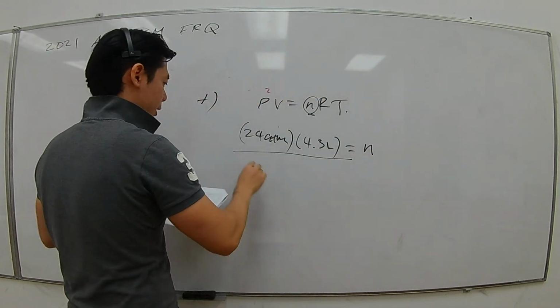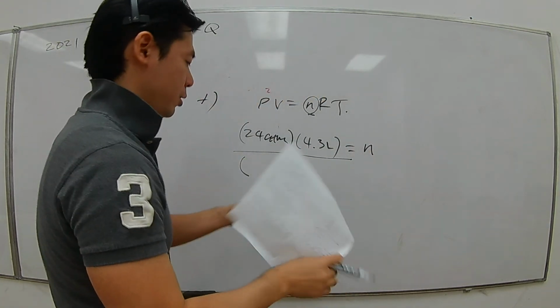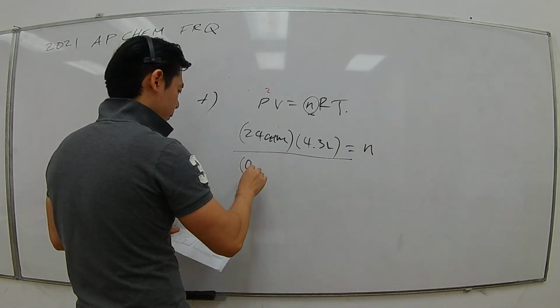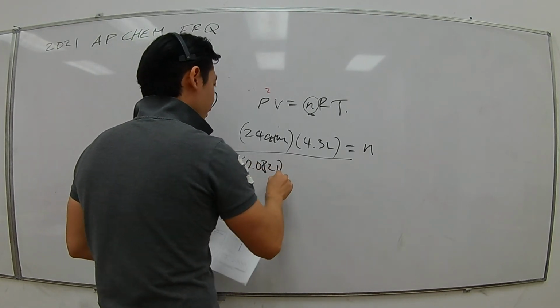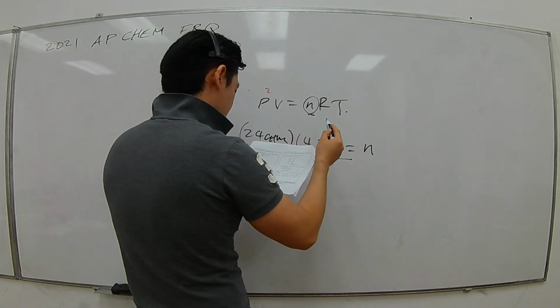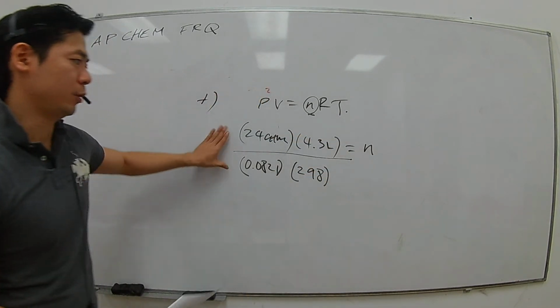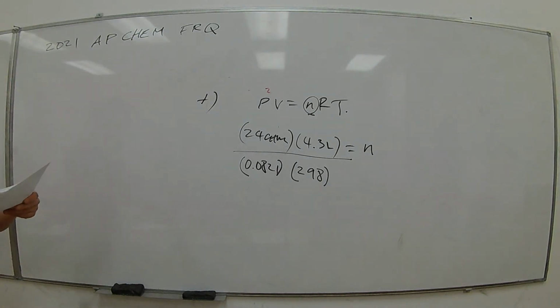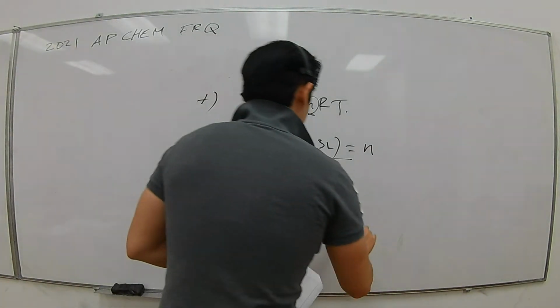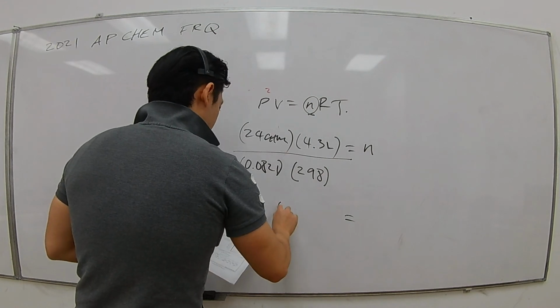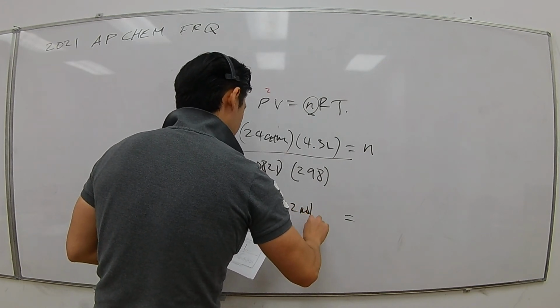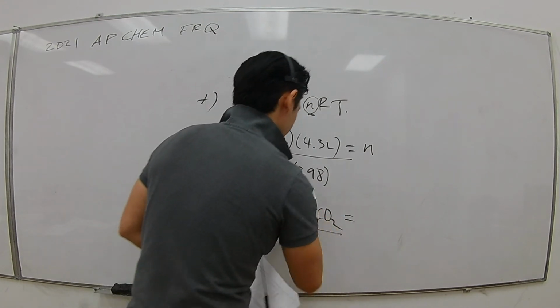The R value, as we know, you can get from the first page here. I'm going to use 0.0821 as the value of R. For temperature, I'm going to use 25 degrees Celsius, which is 298 Kelvin. Just get it in Kelvin here, guys. If you solve this in a calculator, you get the number of moles. My answer is 4.2 moles of CO2.